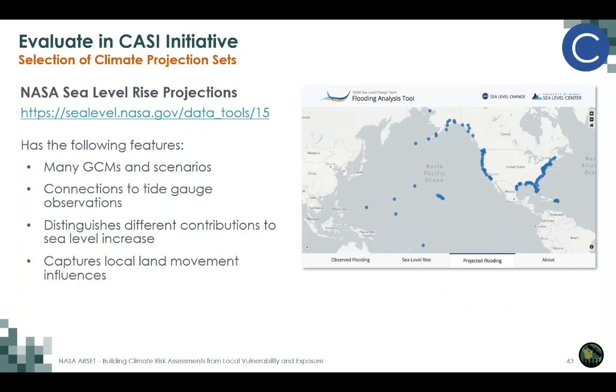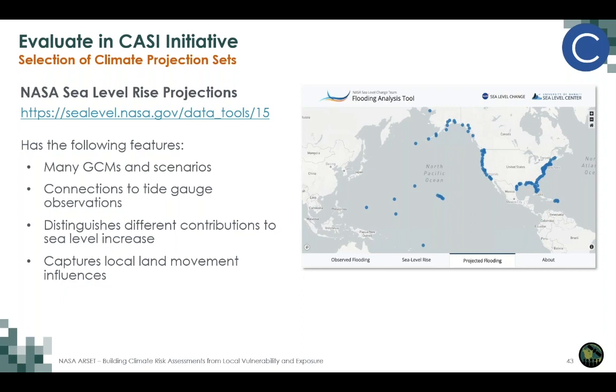Another very important data product that we use within CASI comes from the NASA sea level rise projection tools that you can see at sealevel.nasa.gov. There are a lot of amazing tools at that website, which allow us to look at many different climate models and scenarios and connect to specific tide gauge observations.